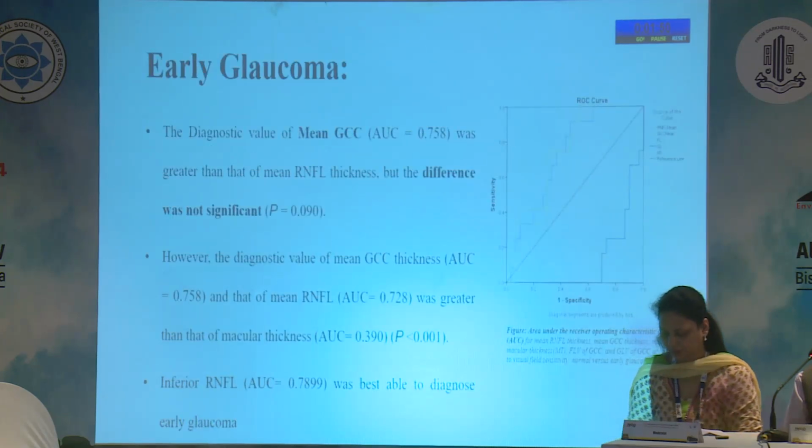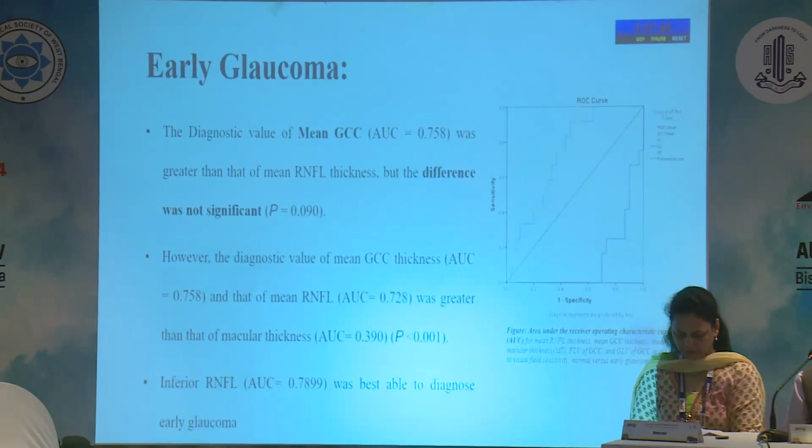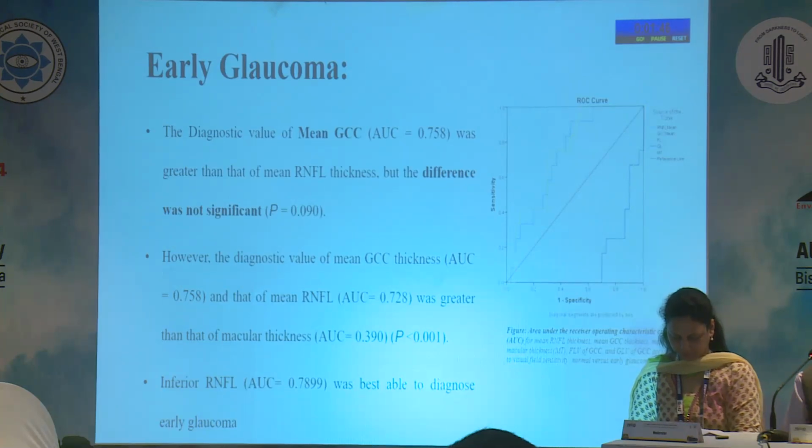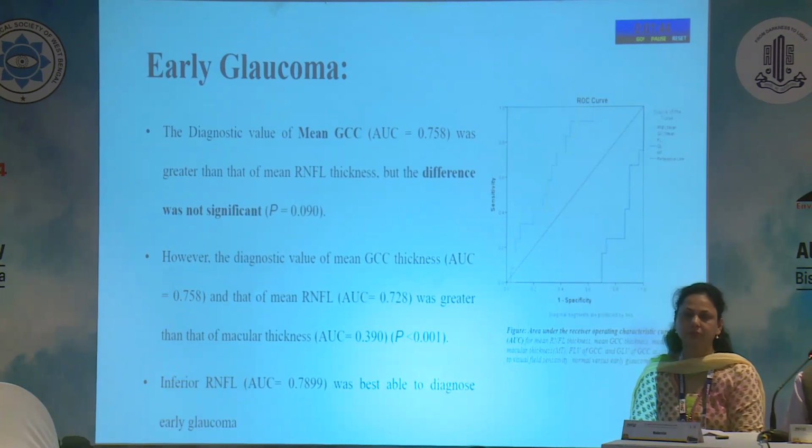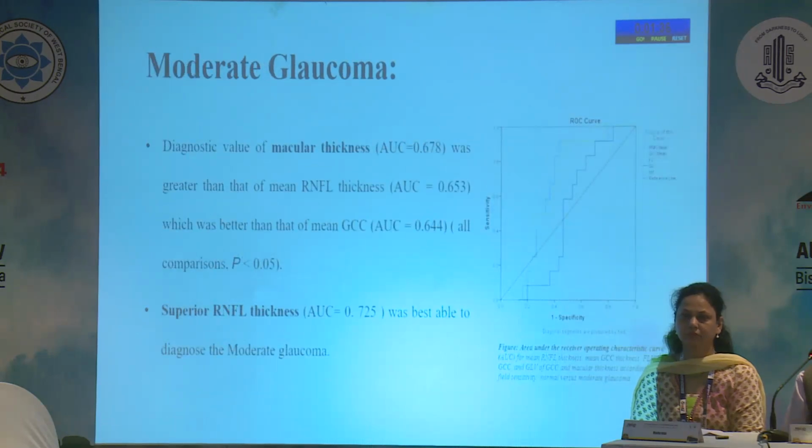While considering diagnostic values in early glaucoma, the diagnostic value of mean GCC was greater than that of the mean RNFL, but the difference was not statistically significant. The diagnostic value of mean GCC and that of mean RNFL were greater than that of macular thickness. Inferior RNFL was best able to diagnose early glaucoma, while in moderate glaucoma, the diagnostic value of macular thickness was greater than that of the mean RNFL thickness, which was better than that of the mean GCC. Superior RNFL thickness was best able to diagnose moderate glaucoma.